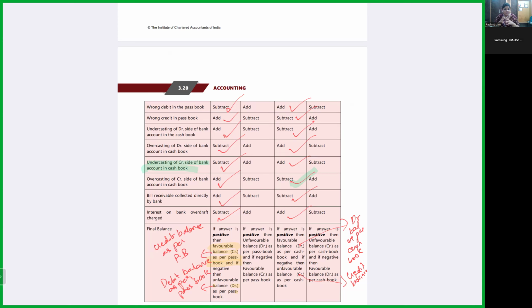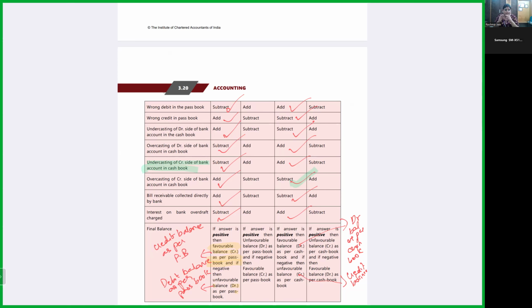Overcasting of the credit side of the bank account in the cash book. My payment I am showing more. The credit side is payment, so I am showing more of the payment. More payment, so I have to add it back.